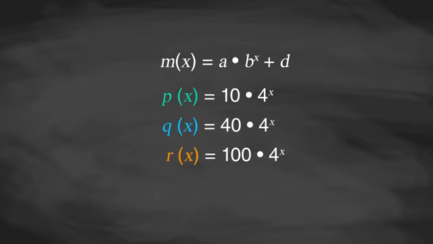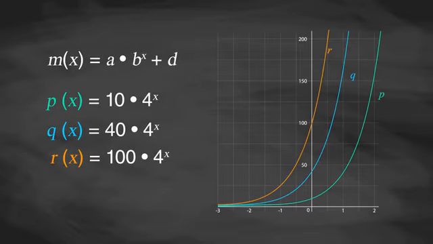Here are equations defining functions p, q, and r. They are each written in the form m of x equals a times b to the x. Do you notice anything about their equations? Here is each function graphed on the same coordinate plane. What do you notice about the graphs? What is different about each one?